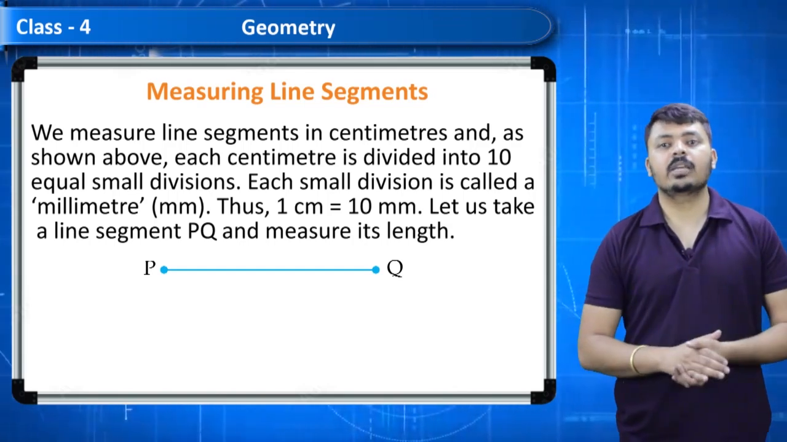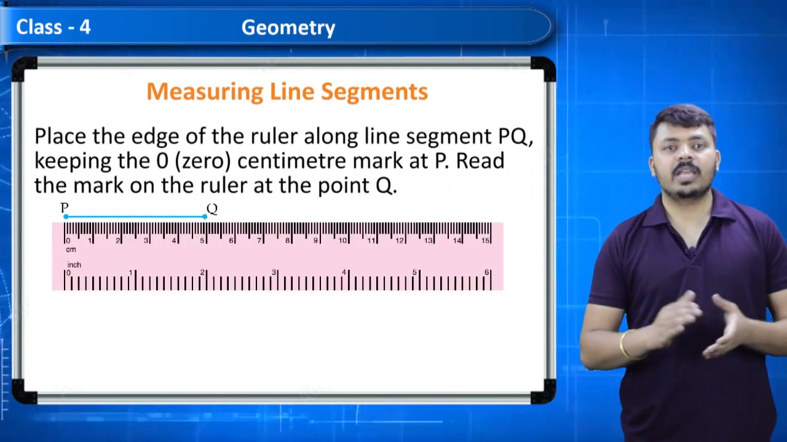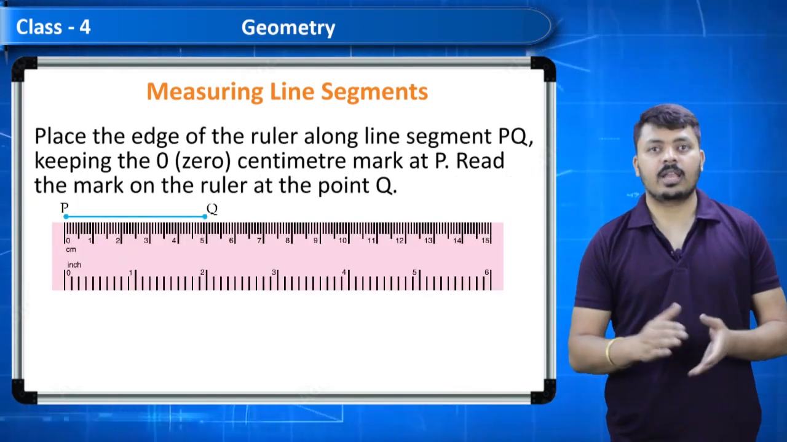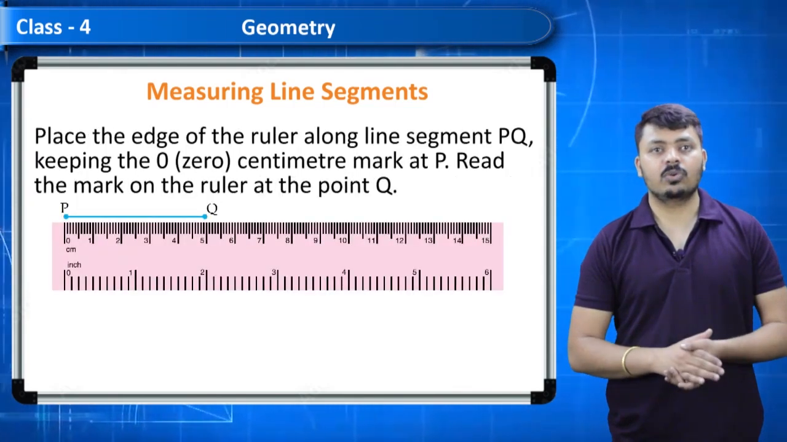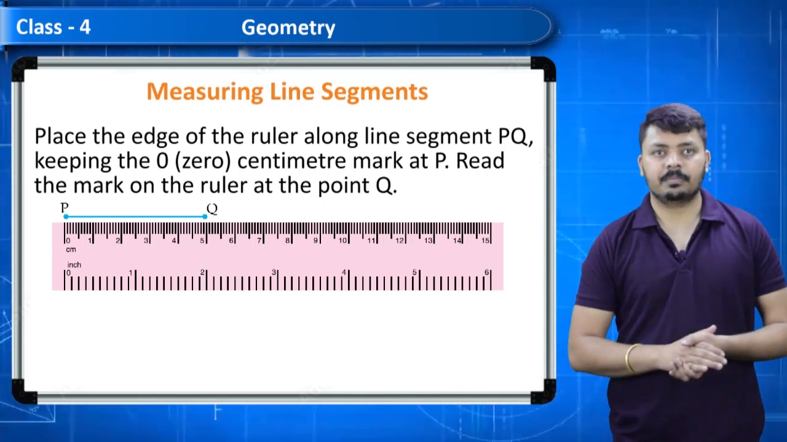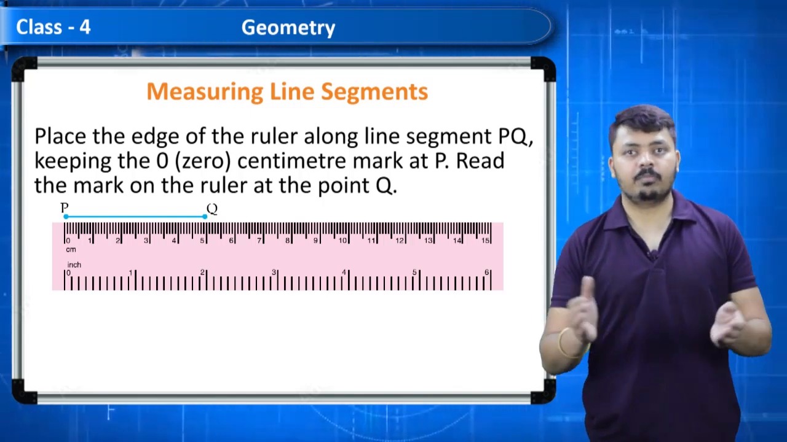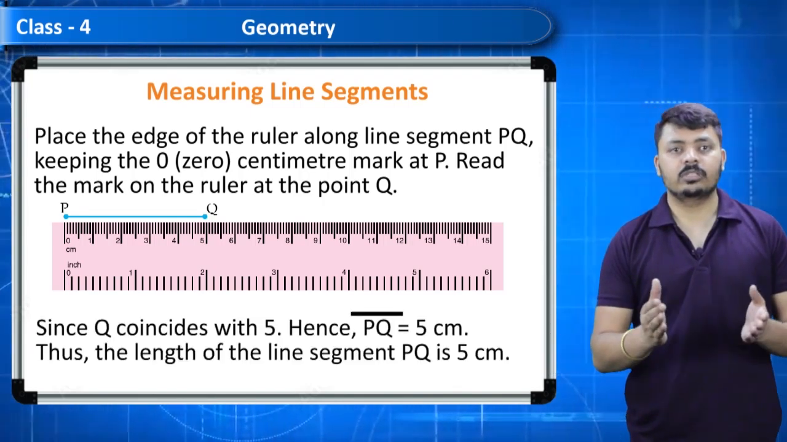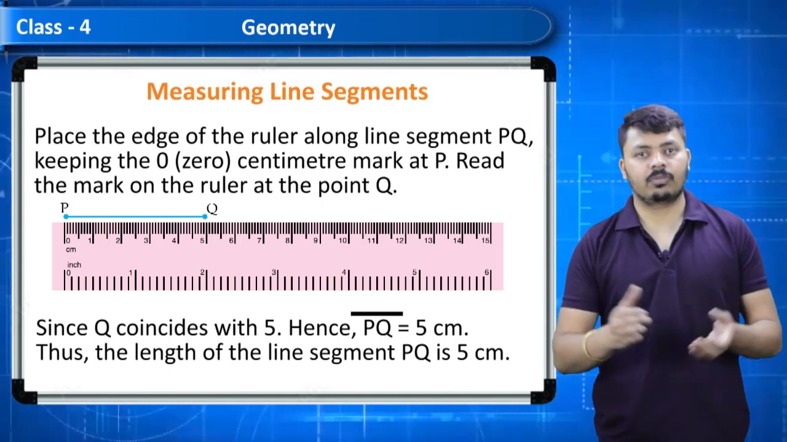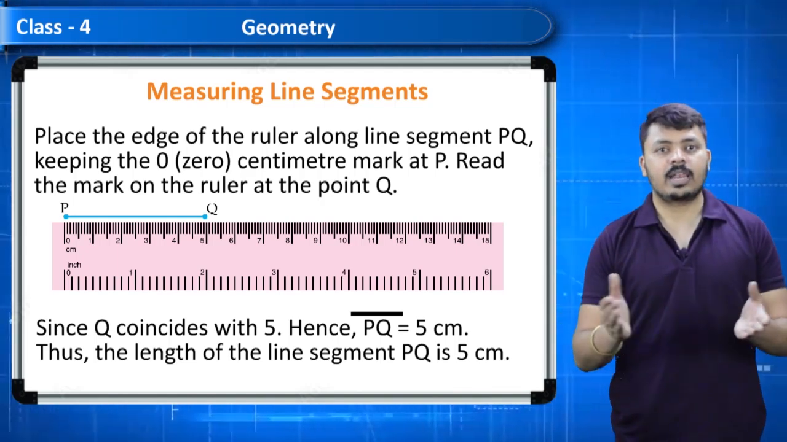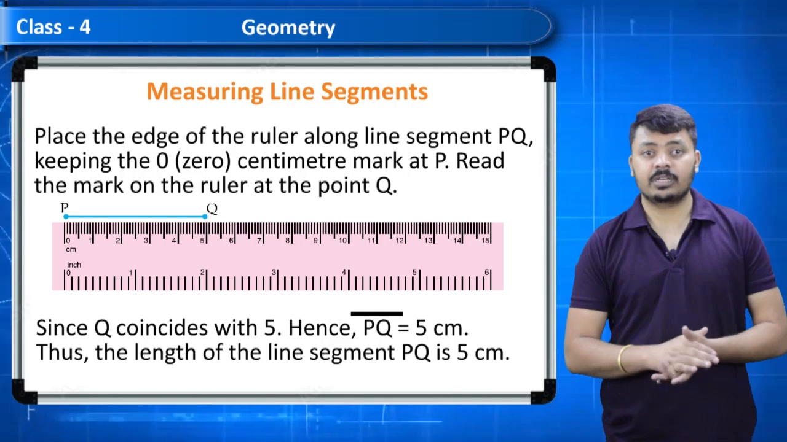Let us take a line segment PQ and measure its length. Place the edge of the ruler along the line segment PQ, keeping the 0 centimeter mark at P. Read the mark on the ruler at point Q. So Q coincides with 5, here PQ is equal to 5 centimeters. Thus the length of the line segment PQ is 5 centimeters.